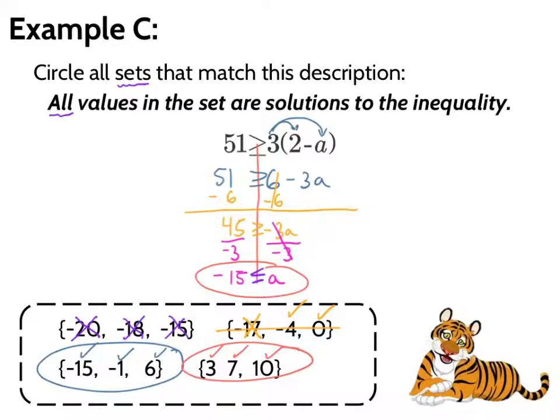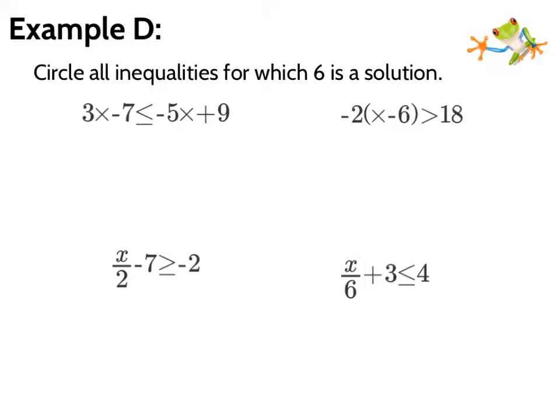Now let's take a look at example D. Here we are at example D. And example D says circle all the inequalities for which 6 is a solution. So in this case, they've given a solution and we need to figure out which inequality matches it. There's one of two ways to do this.